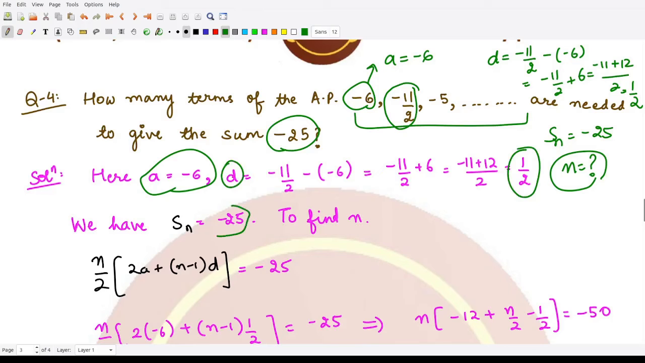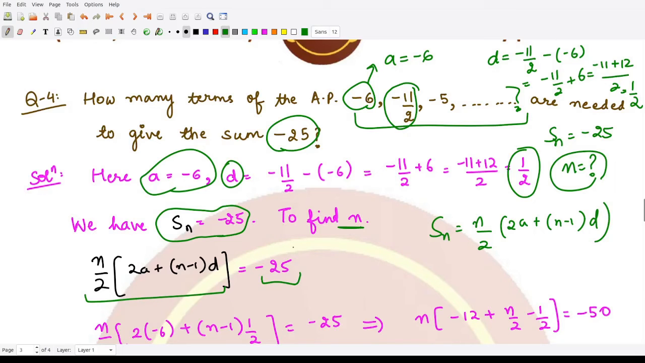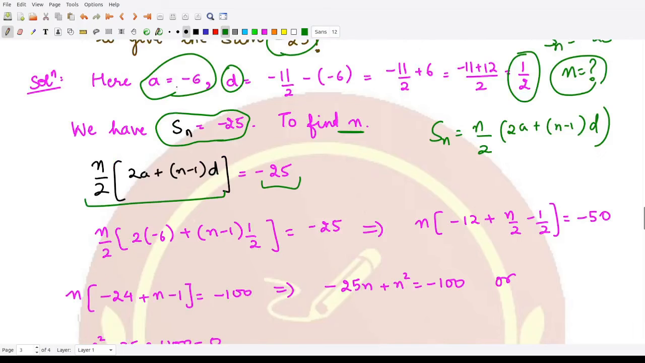Now Sn is given to be -25, we need to find the value of n. Here, because the last term is not known to us, we will make use of this formula: Sn is equal to n by 2, times 2a plus n minus 1 times D. Sn is equal to -25, it is given to us. We can substitute the value of A as -6 and the value of D as 1 by 2. So it would be n upon 2, 2 multiplied by -6 plus n minus 1 multiplied by 1 by 2. This is equal to -25, right?